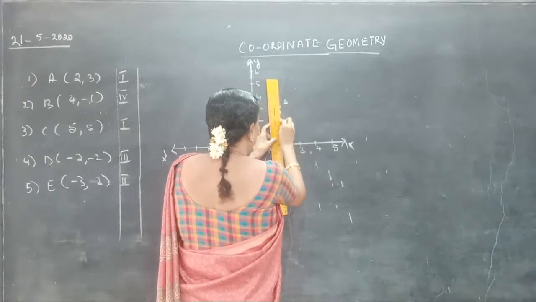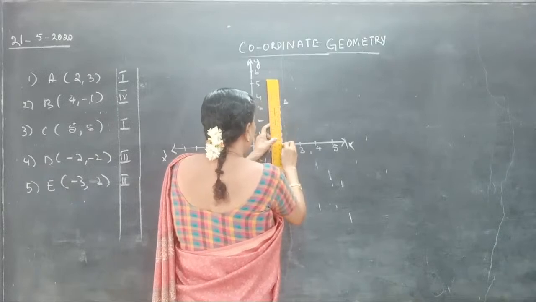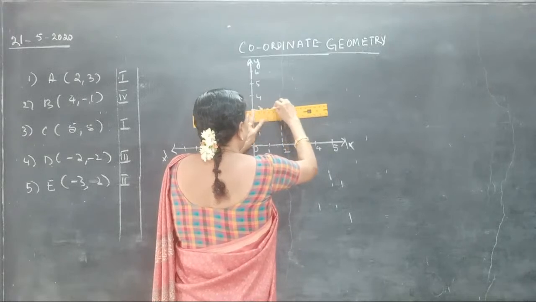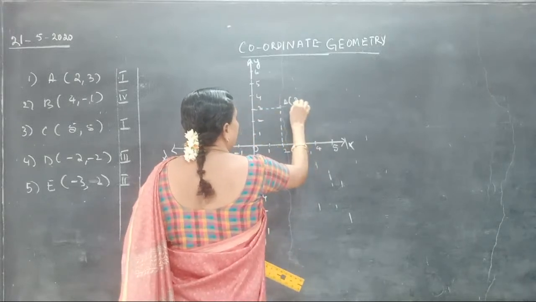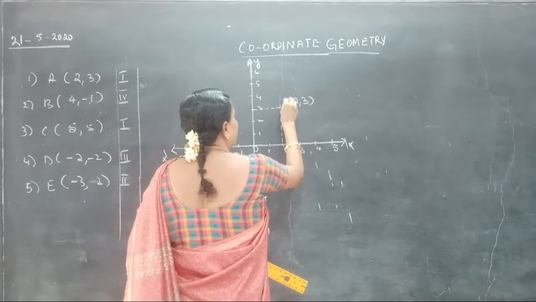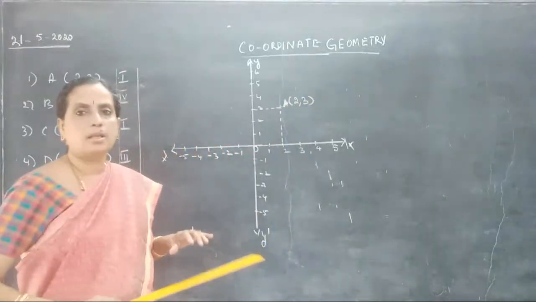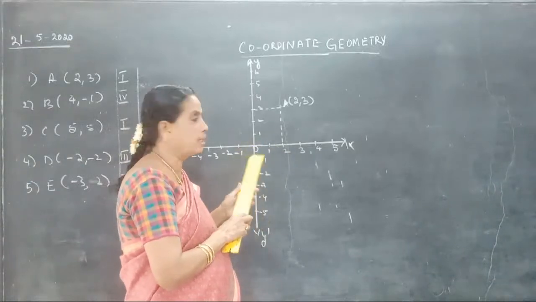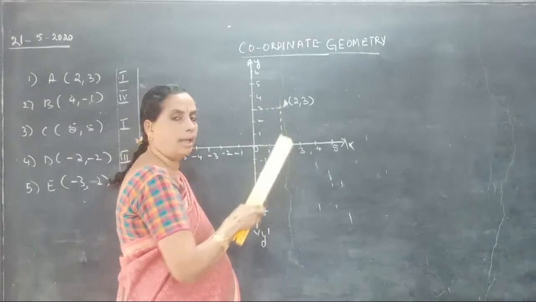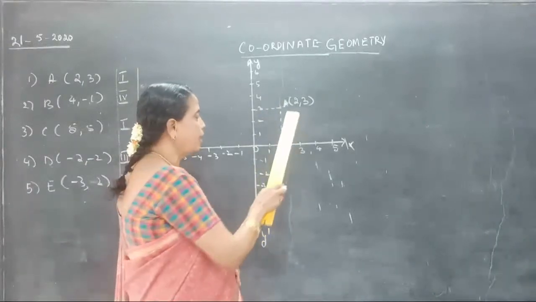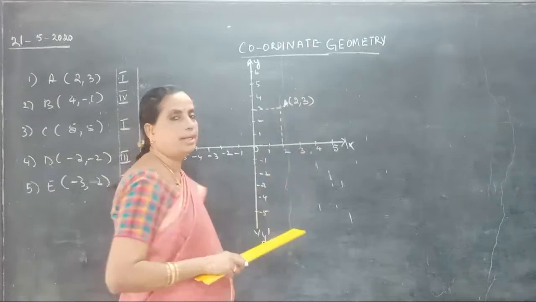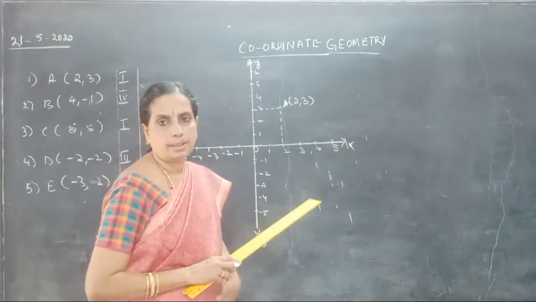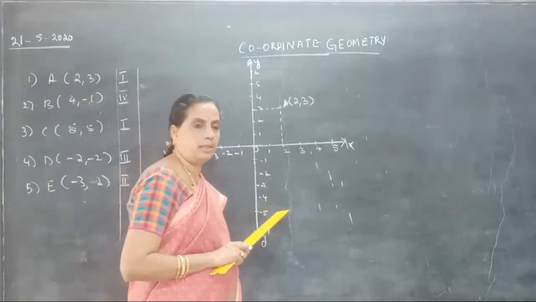You also join using scale and pencil, and later name the point as A and write its ordered pair as (2, 3). That means point A is 2 units from the y-axis, 3 units from the x-axis. The x coordinate, the abscissa, is 2, the y coordinate, the ordinate, is 3. Is it clear? You all done?